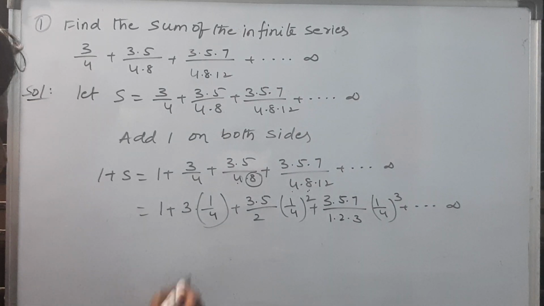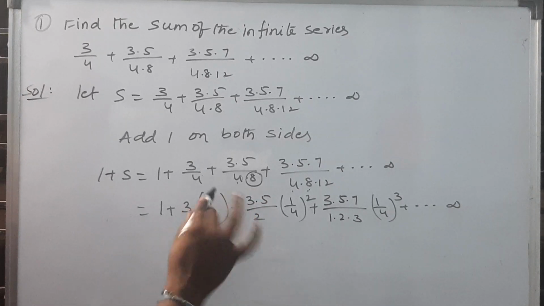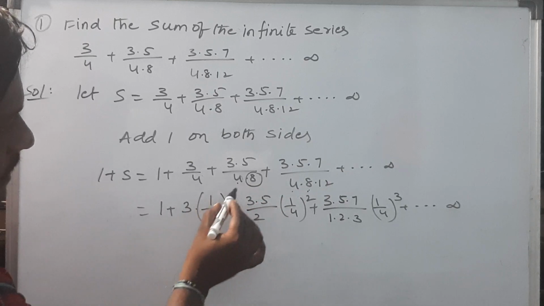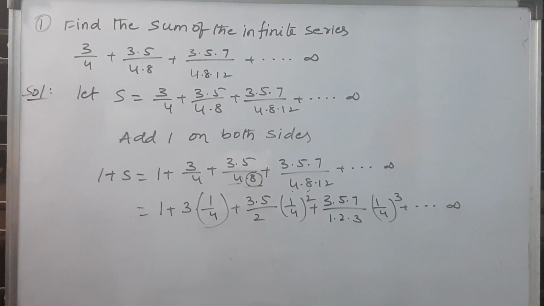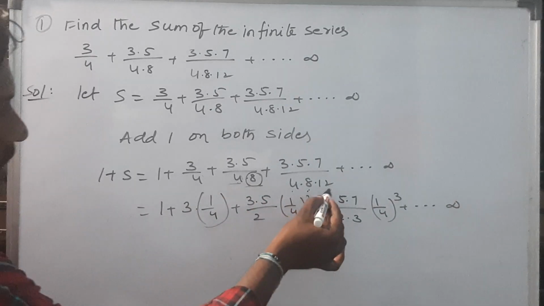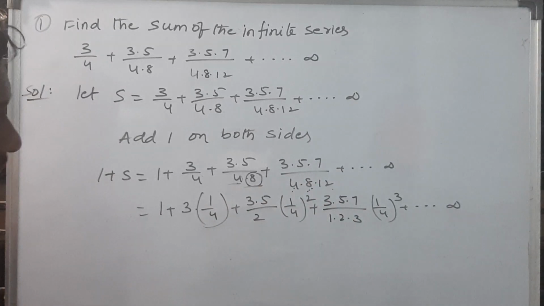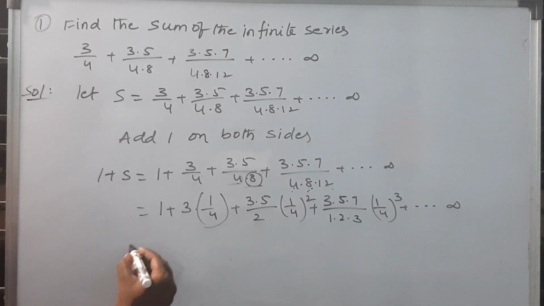Convert it and check. Write it as 4 into 1 by 4. 8 can be written as 4 into 2. Here 4 is there, and here also 4 is there. That can be written as 1 by 4 whole square. Here 8 can be written as 4 into 2, 12 can be written as 4 into 3. So this can be written as 1 by 4 whole cube and so on to infinity.